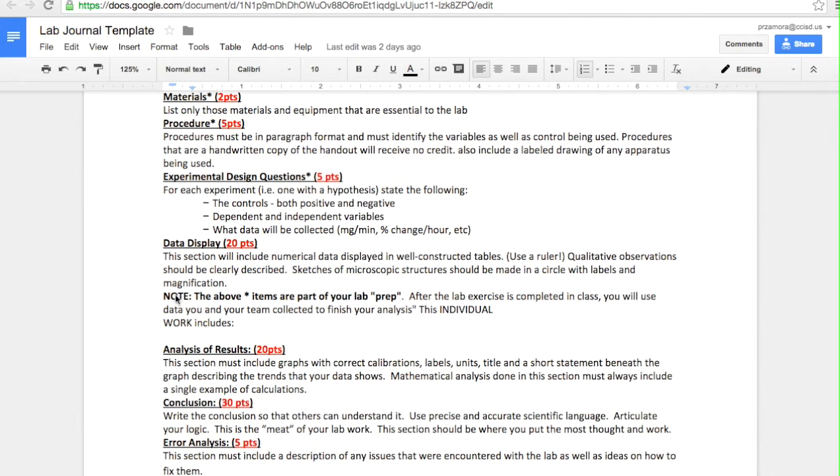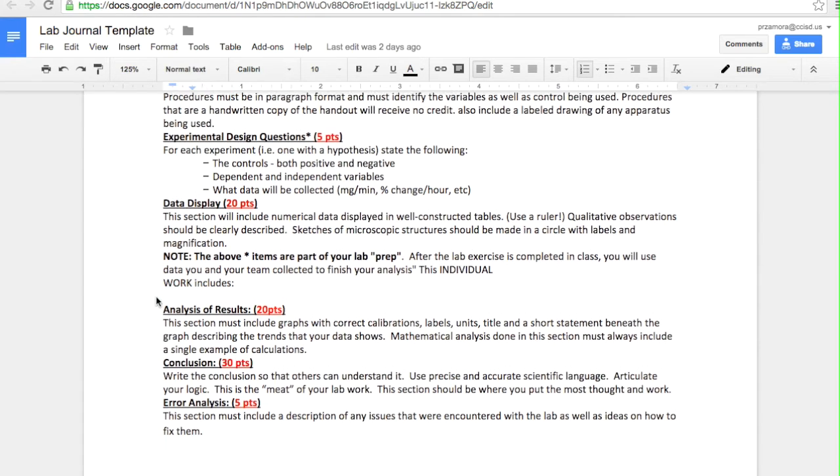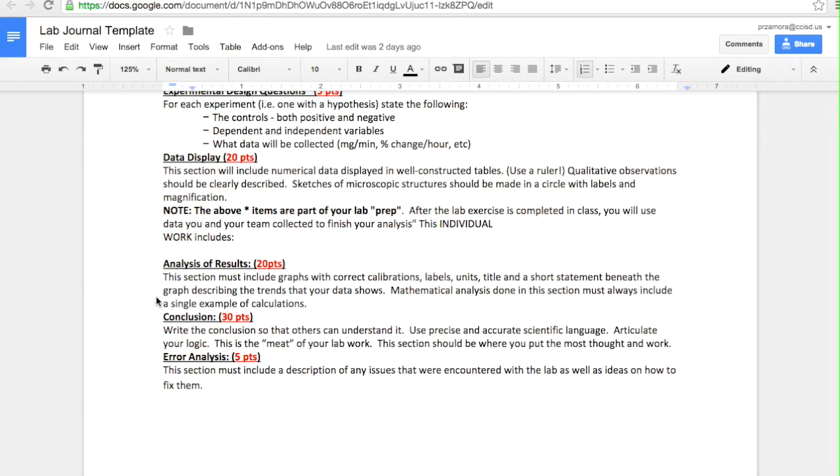After experimental design questions comes the data display. This is the section that you will keep your data on. So you must have a table for this section. After data display comes the analysis of results. This is a section where you will create a graph based off of the data collected. After analysis of results comes conclusion. This is where you will write a summary of the entire experiment. After conclusion comes error analysis. This is the last section of your lab, and this is where you will discuss any issues that you may have had with the lab.